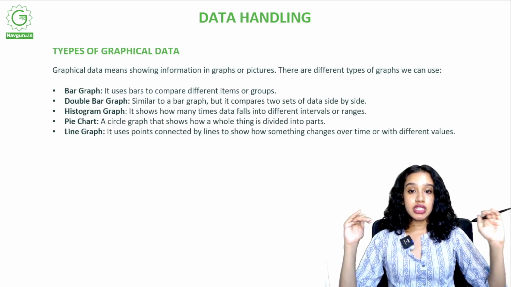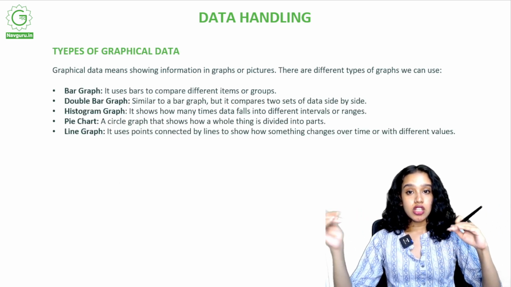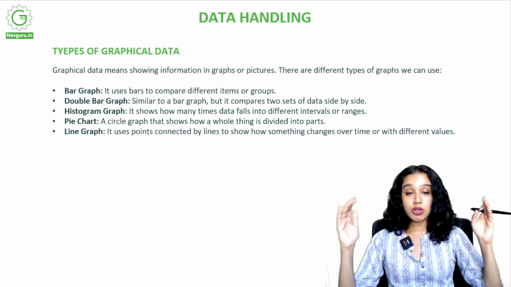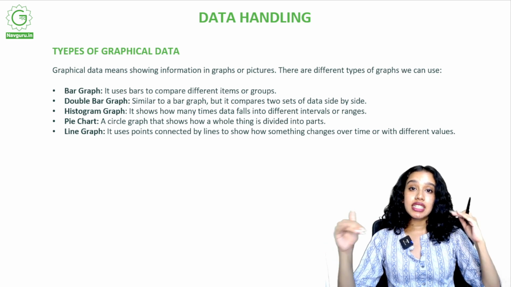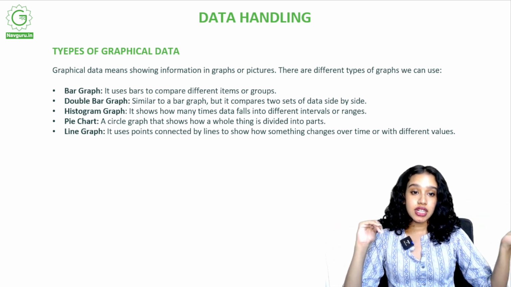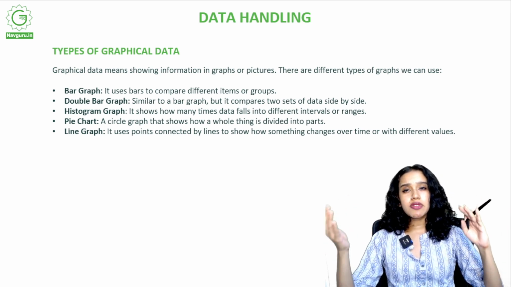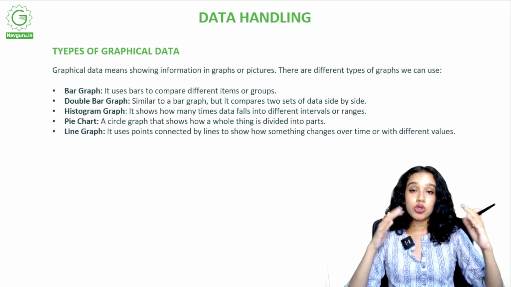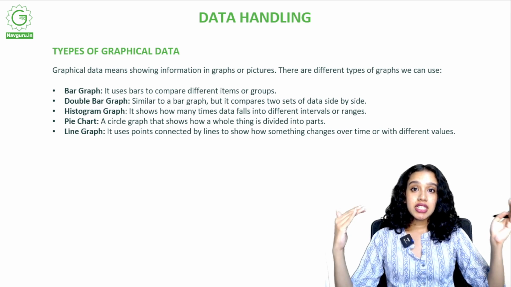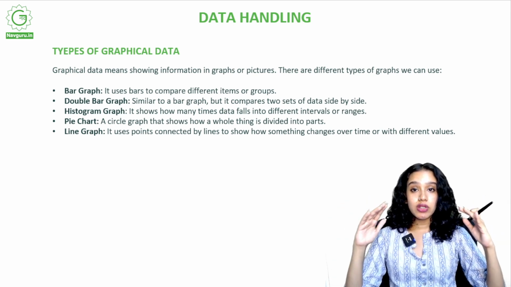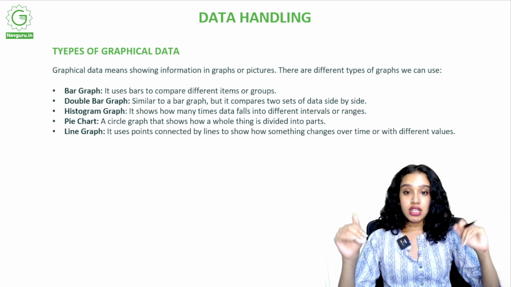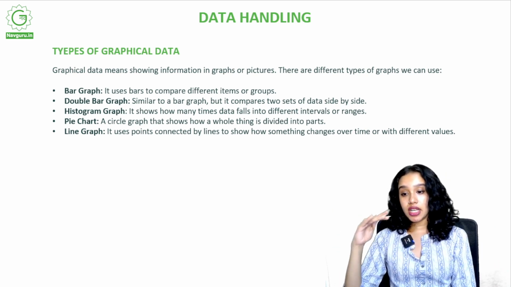Now we have different types of graphical data. We all have seen graphs. We all have seen different kinds of beautiful graphs. Now, there are different types of graphs. So, what are the different types of graphs? Graphs are basically a pictorial representation. We are representing the numbers as pictures, right? We actually get a visual of what is going on between the numbers when we draw a graph. So, let's talk about different types of graph.